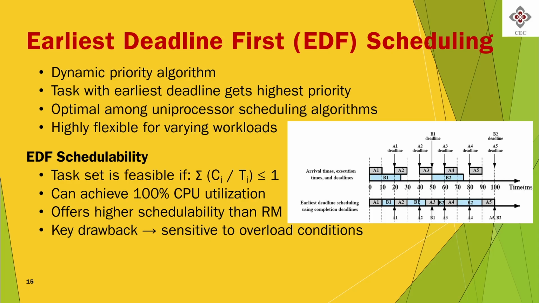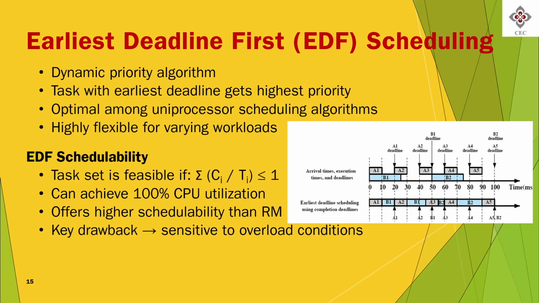So, it can achieve 100% CPU utilization, because if a particular process is done and the second process is yet to be finished, it will check the deadline. If the deadline is coming earlier for any process, that process will be given higher priority, thereby always utilizing the CPU. It offers higher schedulability than rate monotonic, because rate monotonic will keep the slots idle if it is not meeting the requirement. It is highly sensitive to overload conditions, that is the one drawback of this algorithm. We will see with this example.